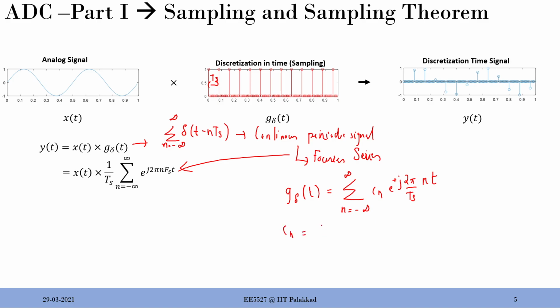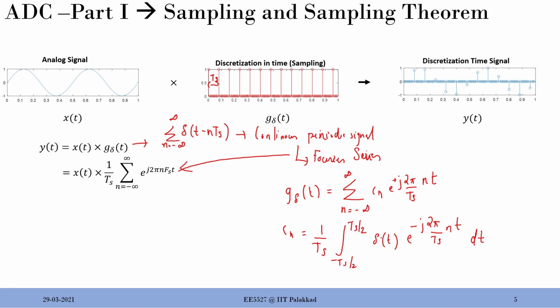It is found by integrating over one period. So 1 by Ts, the integral from minus Ts by 2 to Ts by 2, only that, because it's a periodic signal. So this is again the inverse Fourier series. If you go back, you will see this formula. Within that, we have delta of t, and then e raised to minus j 2 pi by Ts n into t, dt.